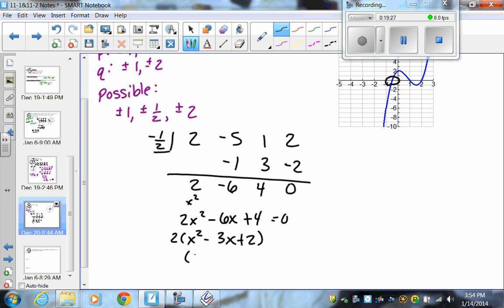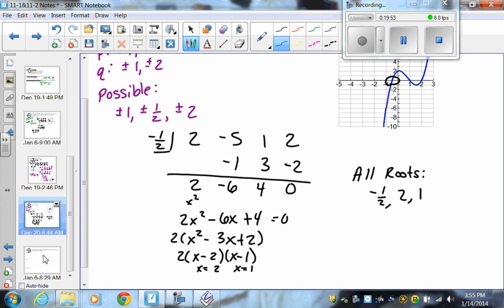And then this factors to x minus 2 and x minus 1. So this one tells me that x is 2, and this one tells me that x is 1. So my answer to all the roots would be -1/2, 2, and 1.